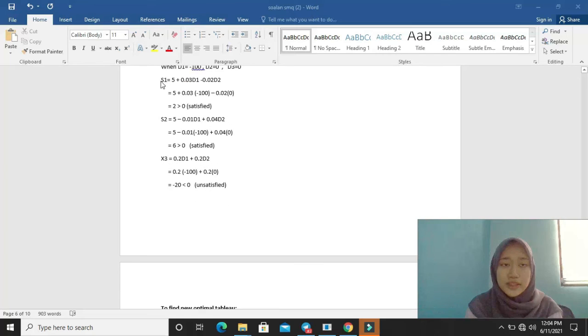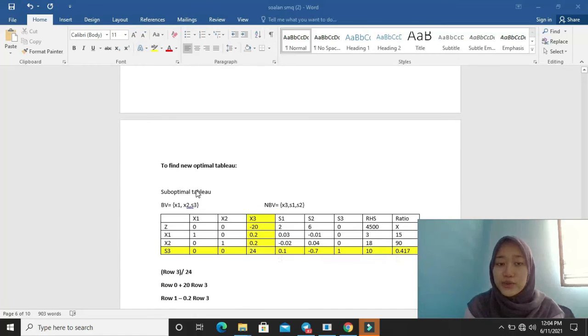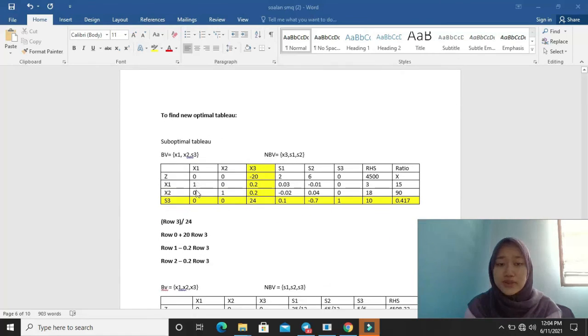Alright, so we obtain S1 is equal to 2, which is greater than 0 and satisfied. S2 is equal to 6, which is greater than 0 and also satisfied. But X3, we obtain that X3 is equal to negative 20, which is less than 0, and this is not satisfied. Alright, so we need to find a new optimal tableau.